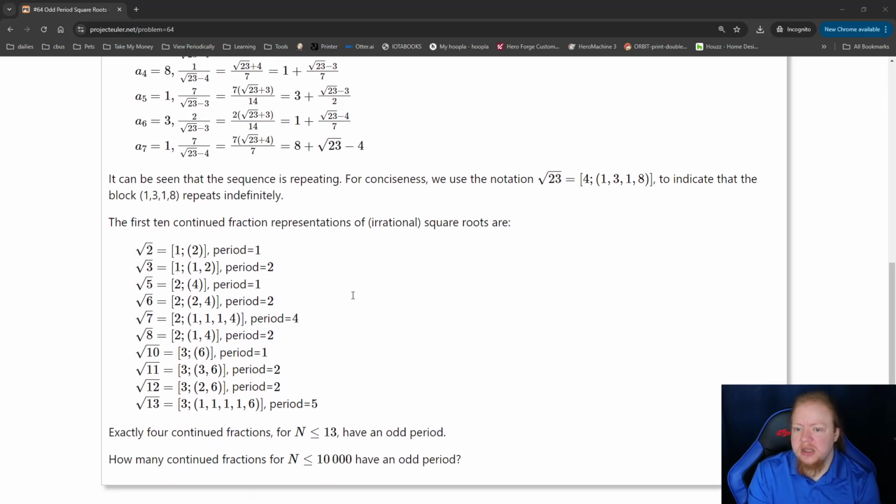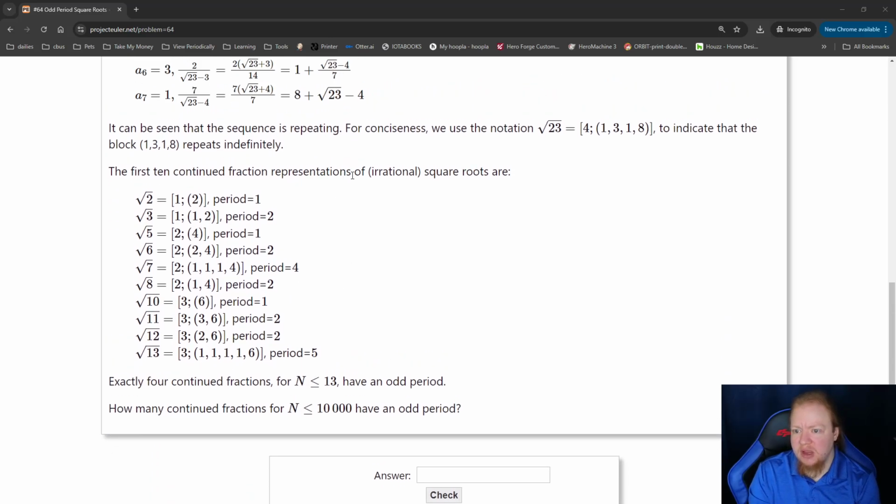The first 10 continued fraction representations of irrational square roots are listed, and you might notice that the square root of 9 is missing because the square root of 9 is simply 3, so it doesn't have one of these periods. Exactly 4 continued fractions for n less than or equal to 13 have an odd period. How many continued fractions for n less than or equal to 10,000 have an odd period?